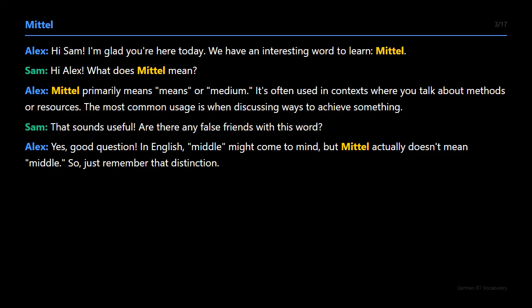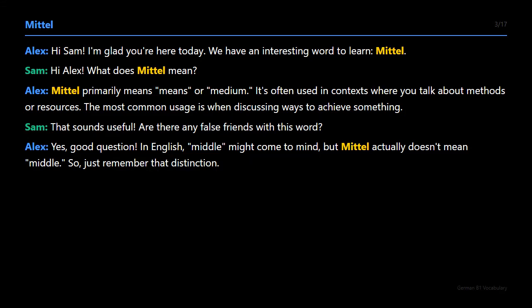Hi Alex. What does Mittel mean? Mittel primarily means means or medium. It's often used in contexts where you talk about methods or resources. The most common usage is when discussing ways to achieve something.